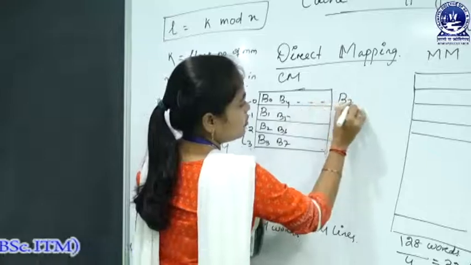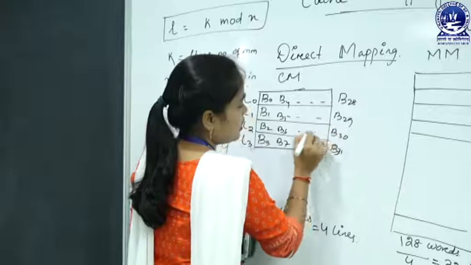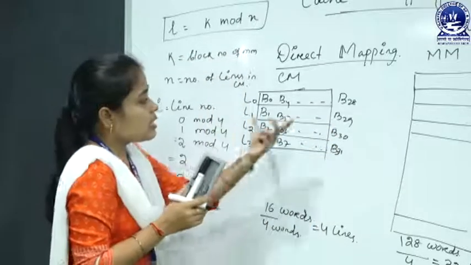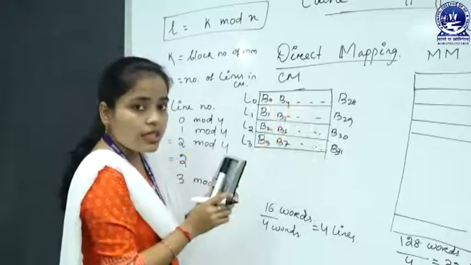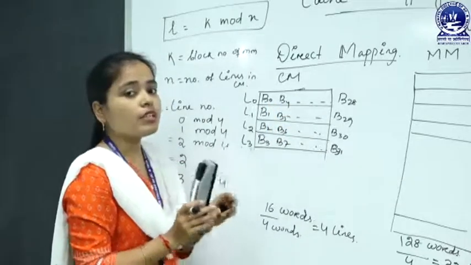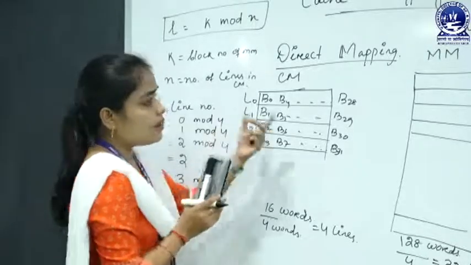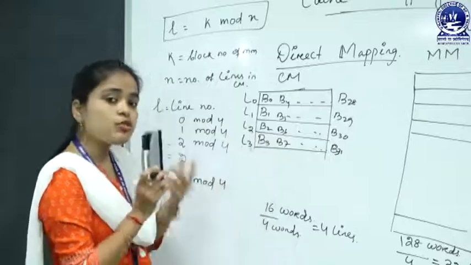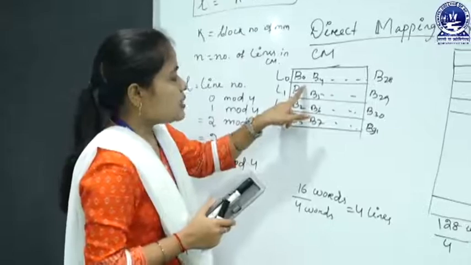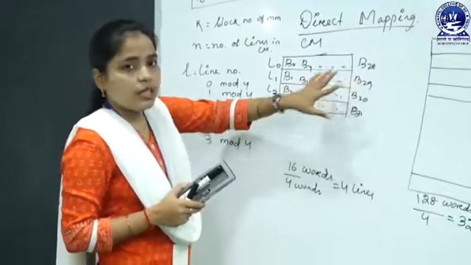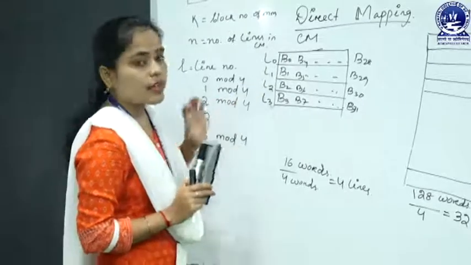Here is B28, B29, B30 and B31. That means this is the range of blocks from which, whenever a single block comes to the cache memory, or if you want to store a block in the cache memory, then it has to be stored in that line. That means whenever B0 or B4 or B28 comes into the cache memory, it has to be stored in line number 0.